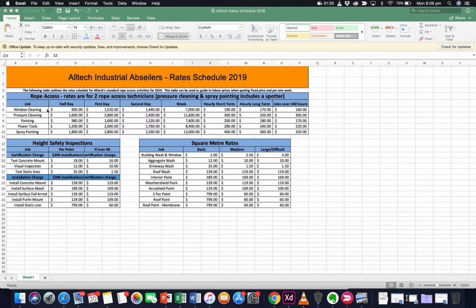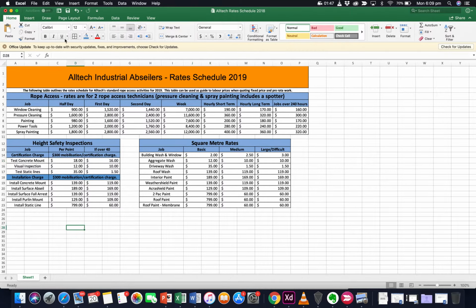Heights, and so yeah, just the window cleaning, pressure cleaning, painting, power tools. This is sort of anything, guys, like sign installation, things like this, where we're going to have guys that are skilled on the tools, and also the supply of those tools, doing spray work.